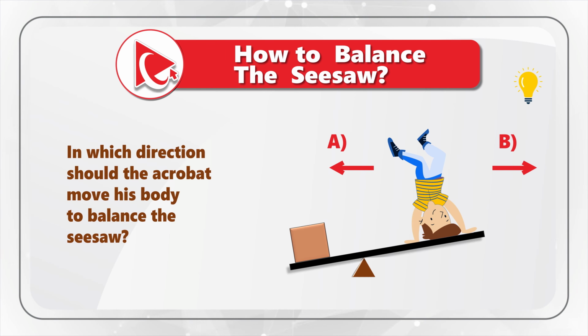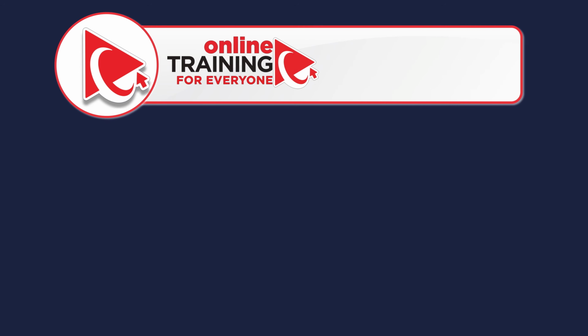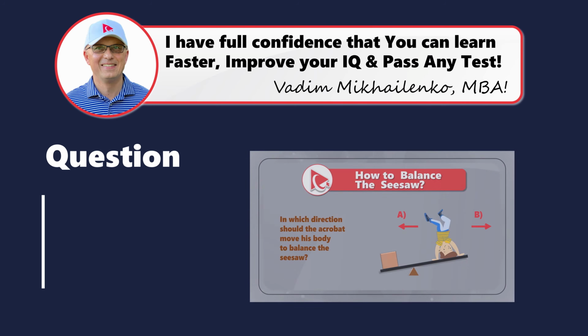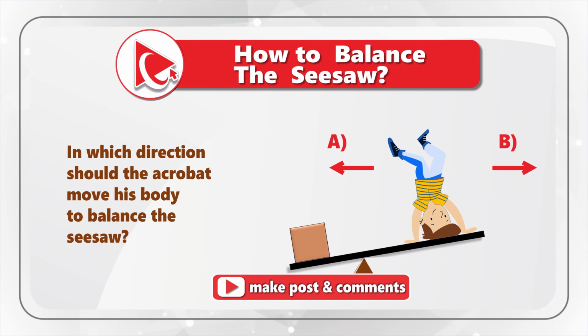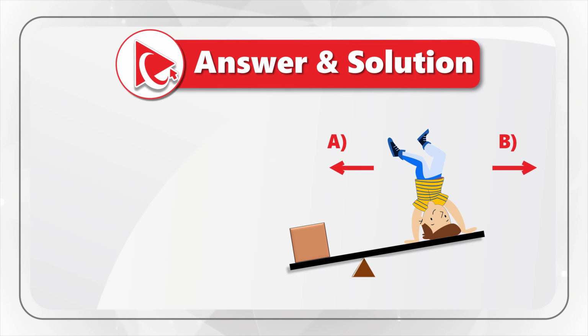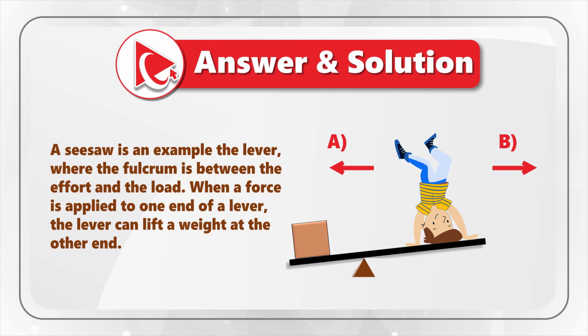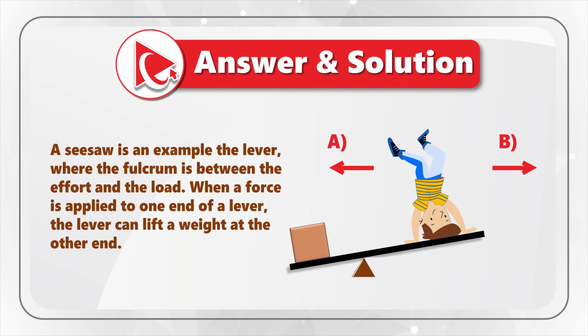Take a close look to see if you can come up with the answer. On my end, I am moving forward to share with you my version of the answer. And obviously, if you have a better way to solve it, please make sure to post in comments. As you might be well aware, the seesaw is an example of a lever, where the fulcrum is between the effort and the load. In our example, we have a weight on the left side of the seesaw and the acrobat on the right side of the seesaw.